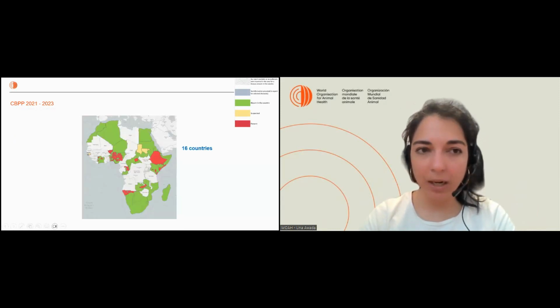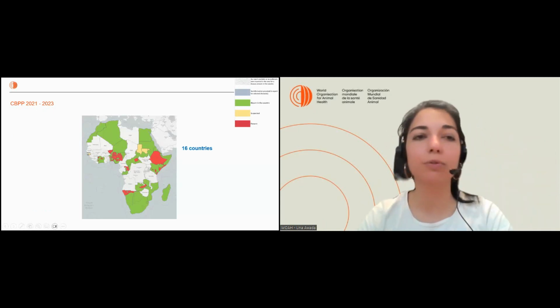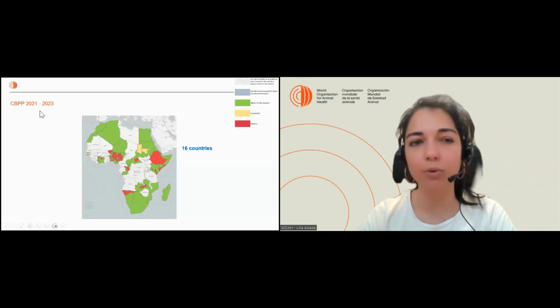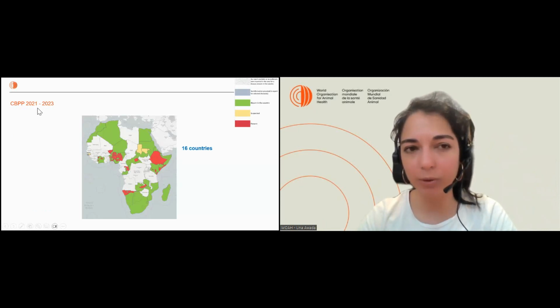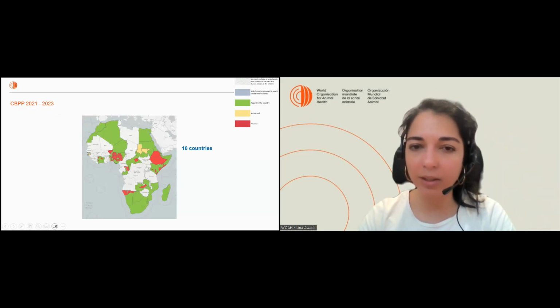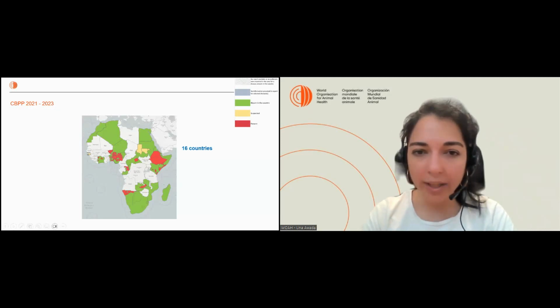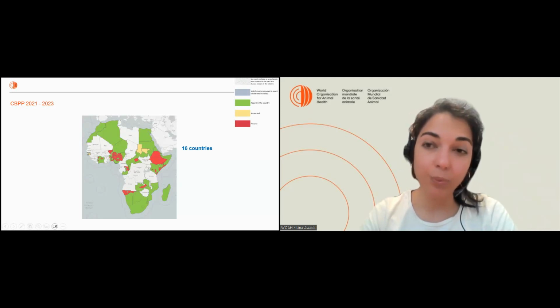The similar map here is, again, for CBPP, but only for the recent period, so the cumulative period 2021-2023. And we see that since 2021, 60 countries in Africa have reported presence or suspicion of the disease. The countries in white are the countries for which we do not have information for this period.